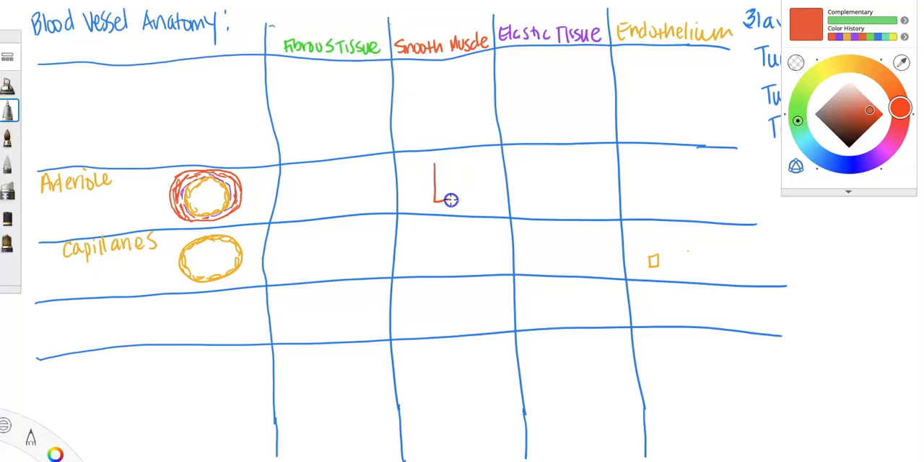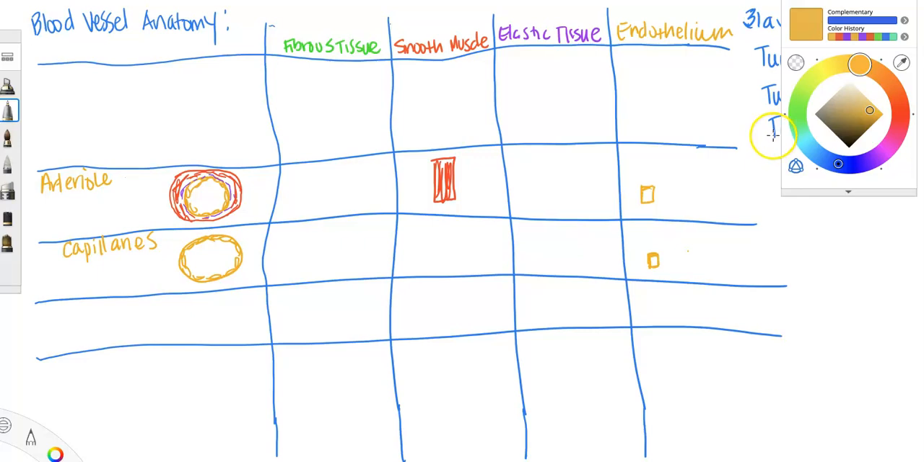So I'm just going to kind of rank here what it has. It's got smooth muscle, it has a lot of smooth muscle, and then it has also endothelium. And endothelium is the same. Remember, endothelium is just one layer of cells. So there's the same amount of endothelium that makes up a capillary as is in an arteriole.